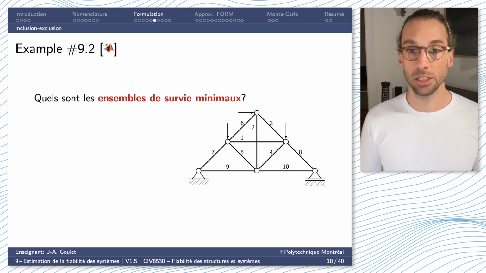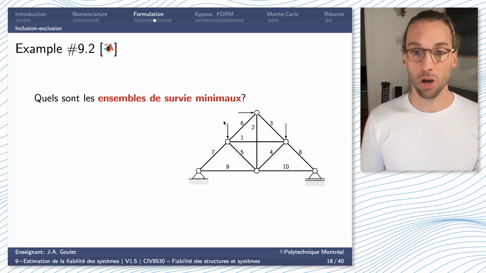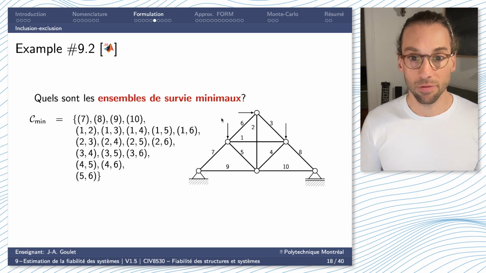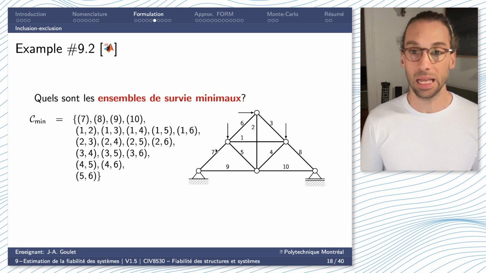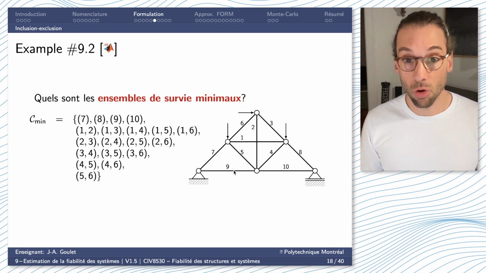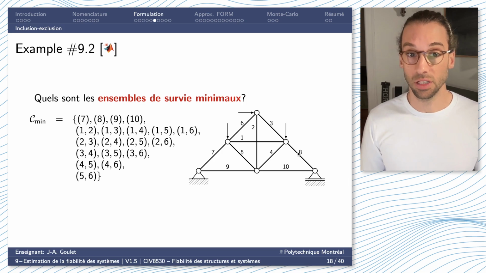So if we apply this to a simple example, we have a truss such as this one, and we first want to identify the minimal cut sets. In that case, we can see that we have either members 7, 9, 8, or 10. Since this is a static, isostatic system, any of those four that would fail would lead to a failure of the system.